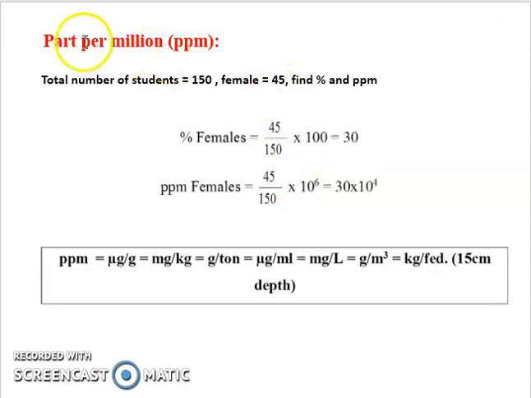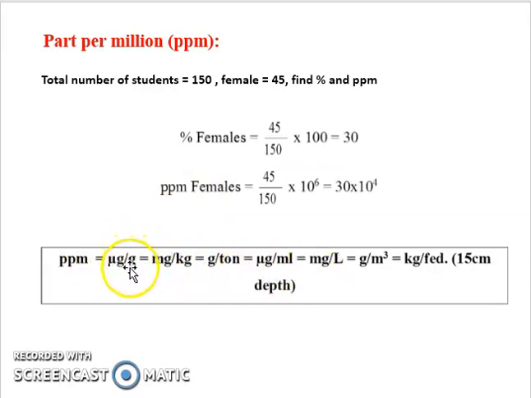The percentage is part per 100. However, ppm is part per million. So for ppm you should multiply by a million, 10 to the power 6. Each million students contains 30 multiplied by 10 to the power 4 female. ppm equals microgram per gram, milligram per kilogram, gram per ton.